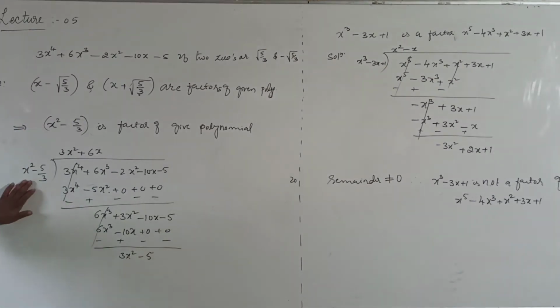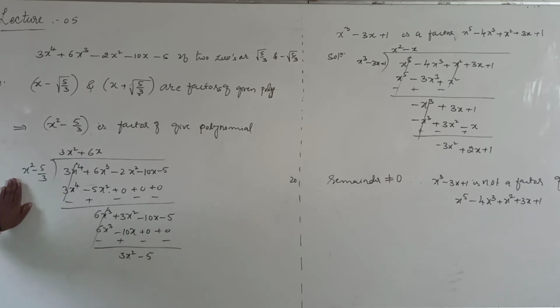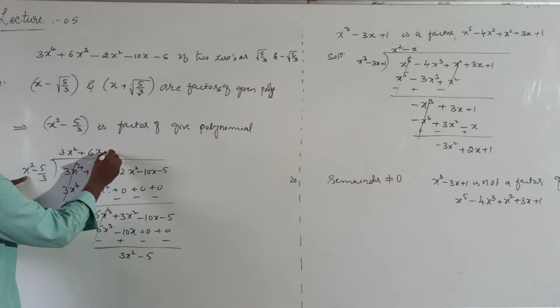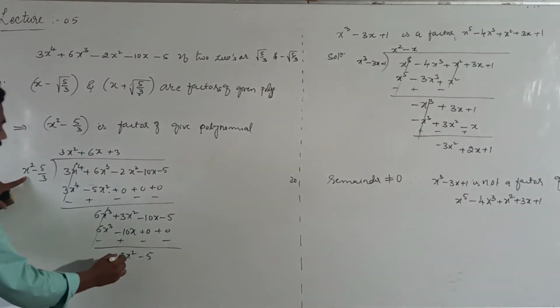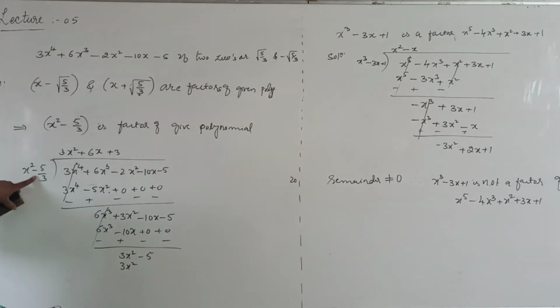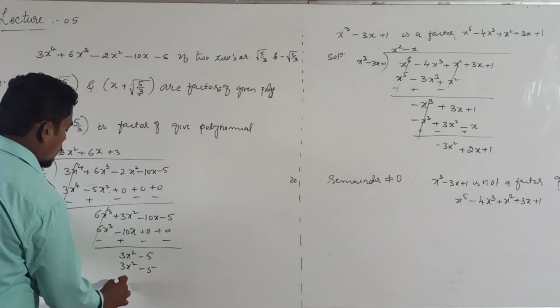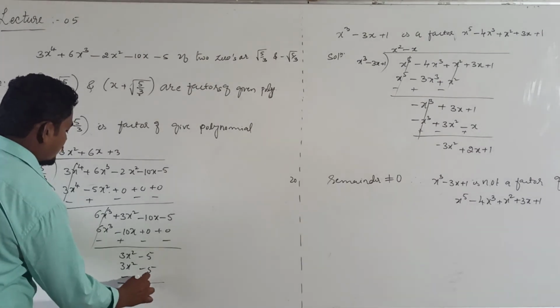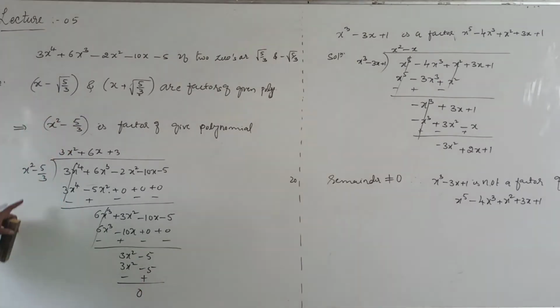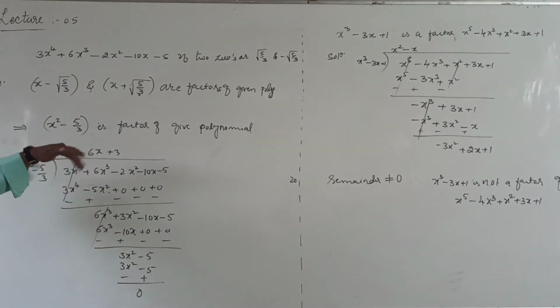Now again the degree of the remainder is the same as the degree of the divisor, so again divide. For getting 3x square, which term we need to multiply? Just 3. That is 3x square minus 5 by 3 into 3, that is minus 5. Now just reverse the signs. We get 0. Clearly we get 0.